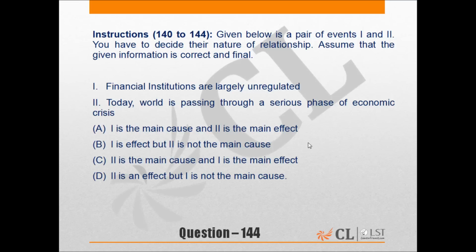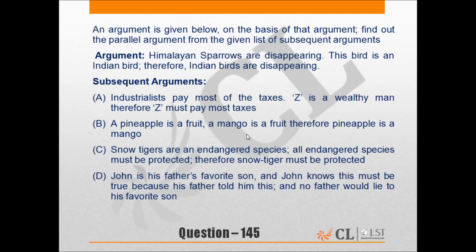Himalayan sparrows are disappearing. This bird is an Indian bird, therefore Indian birds are disappearing. This is the argument given to us. We have to find out the parallel argument from the given list of subsequent arguments. Subsequent arguments, please note, need not have any direct relation to the given argument. All that you have to identify is whether they follow a similar pattern of logic, whether the flow of logic is similar in the given argument as well as in one of the subsequent arguments. That argument which has similar flow of logic will be the right answer.